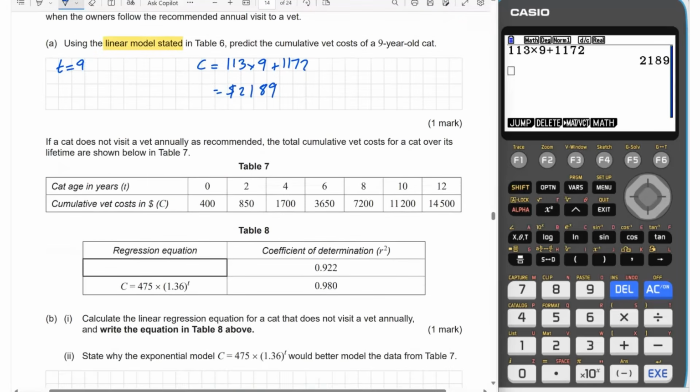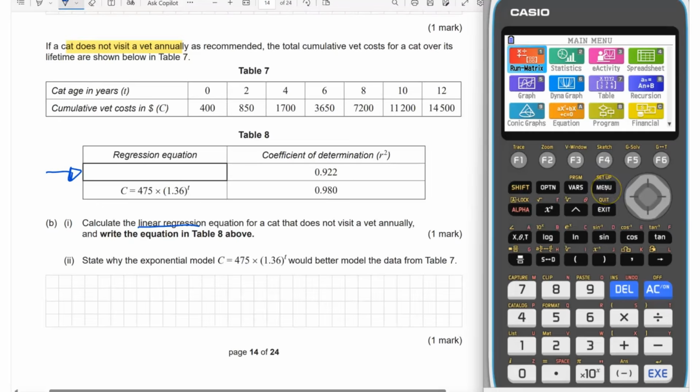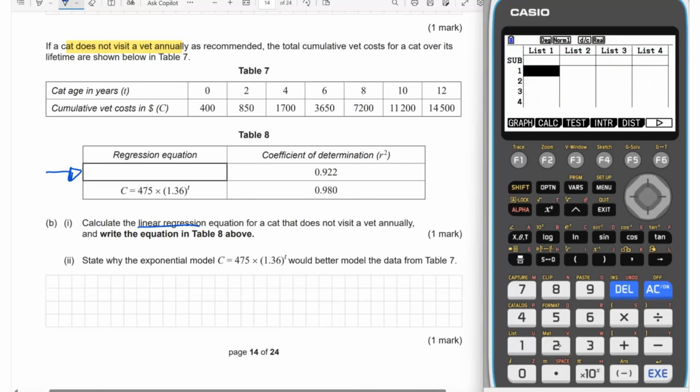And then the second set of data is saying that the cat does not visit annually, so it's just the cost for when they get sick as an estimate. So part A is saying calculate the linear regression equation for the cat that does not visit the vet annually, and we have to fill in the table. So to do that, we're going to go back to menu. You're going to go stats, which is pressing number 2, and you're going to be entering the data in from 0 to 12 years old. I might just pause and fill it myself.